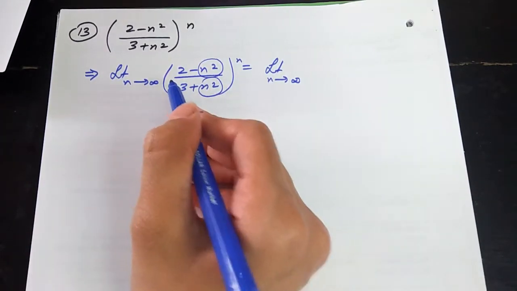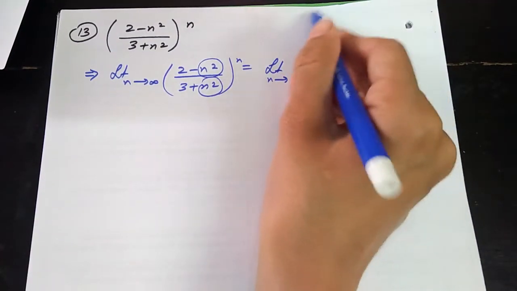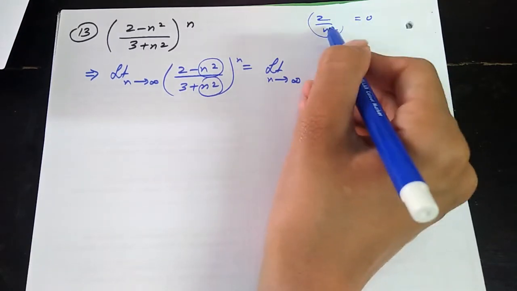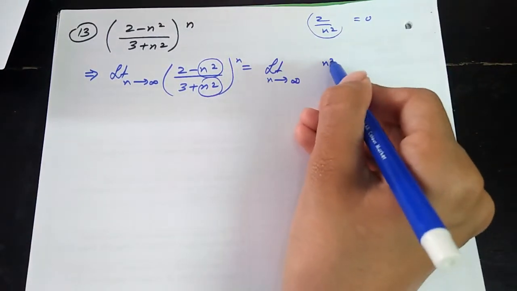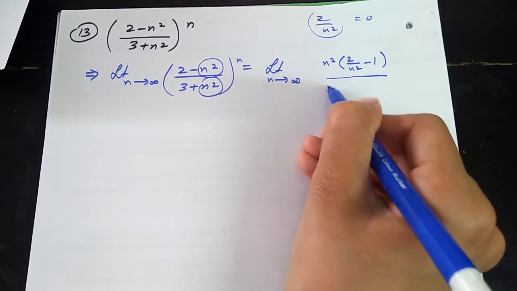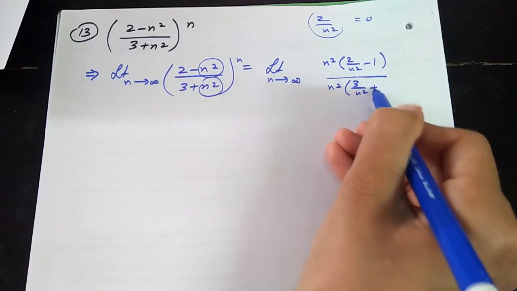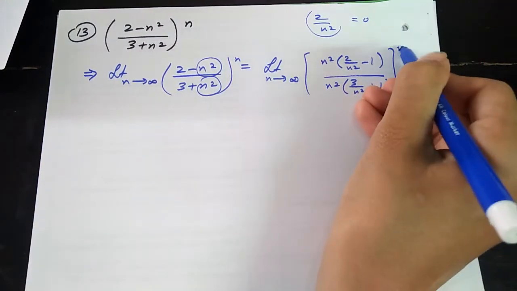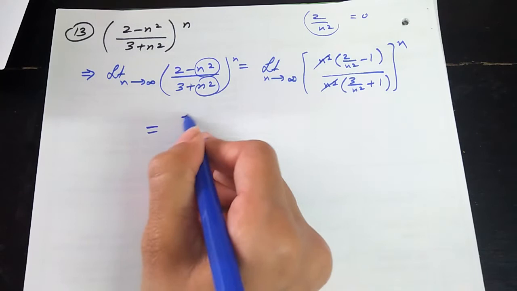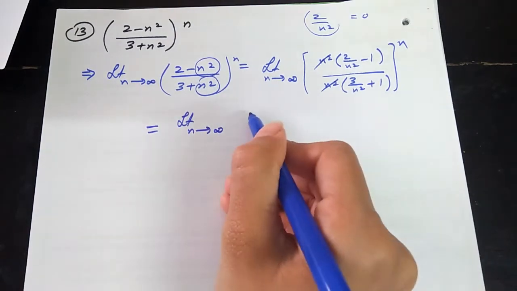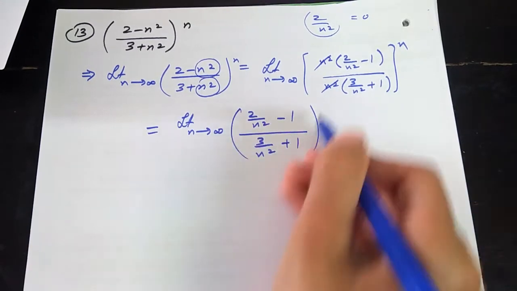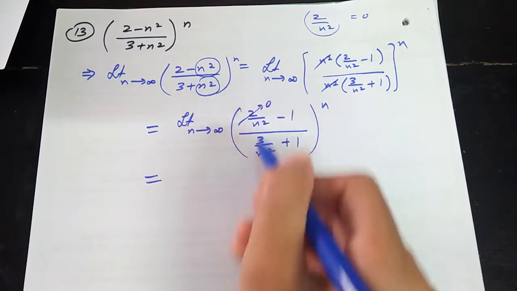I can take it common for making the fraction like this, because you know that if we apply the infinity limit in it, it will become 0. So it is easier to solve these kinds. So just take n square common, and I will get 2 over n square minus 1 divided by n square common 3 over n square plus 1 and the whole power n like this. This will be cancelled. So I will get here limit n approaches to infinity 2 over n square minus 1 over 3 over n square plus 1 raised to power n. If I apply the limit here, this will be 0, this will be 0.